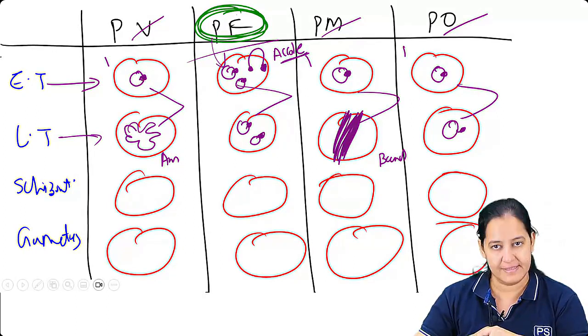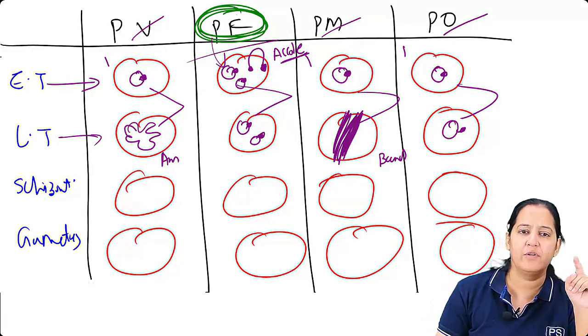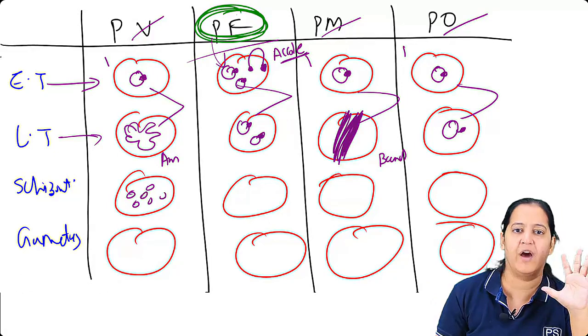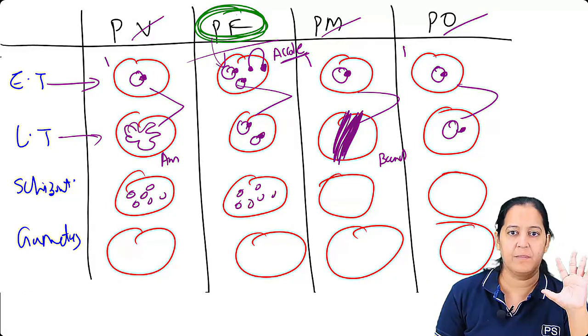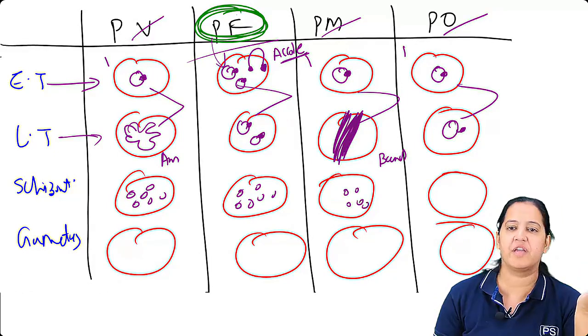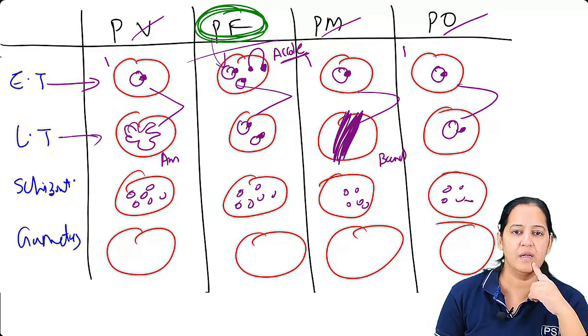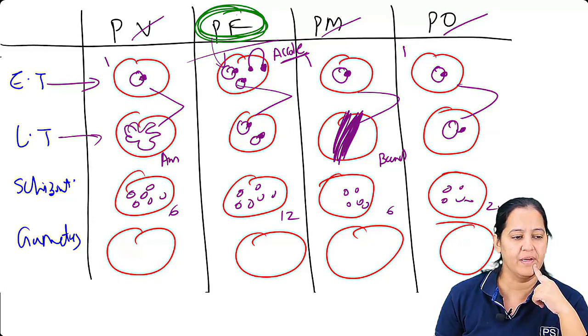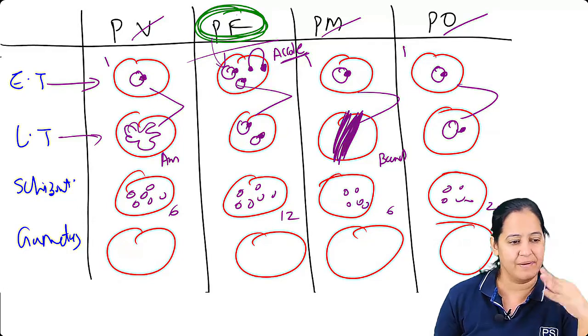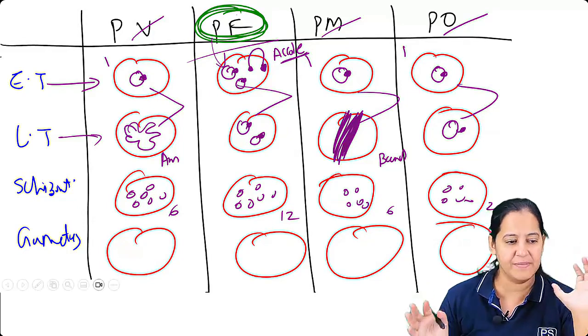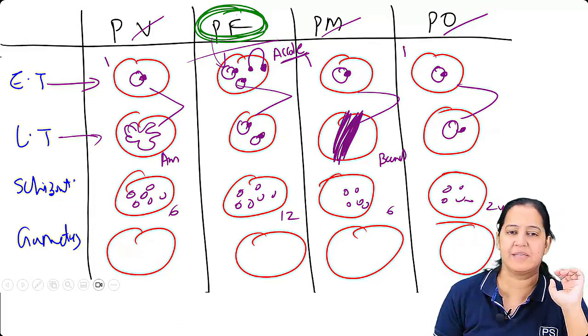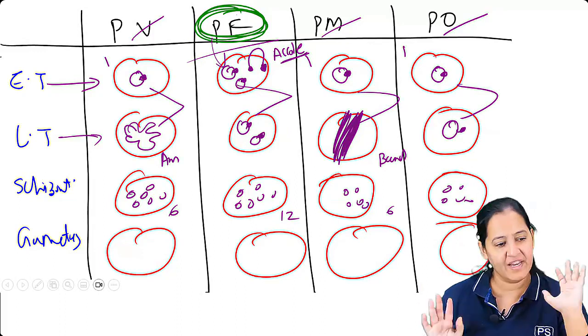Say yes. Schizont you don't have to learn; you have to learn the number, how many are present inside it. I will tell you the number. What number is written in your chart? Can you tell me the sequence? Maybe 6, 12, 6, 24, whichever number is written. There may be a range. You have to learn that number. That's it, nothing important. These are small ones inside the RBC. These are the multiple schizonts. Finally coming to the gamete.